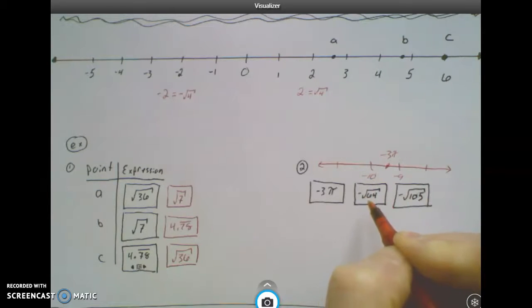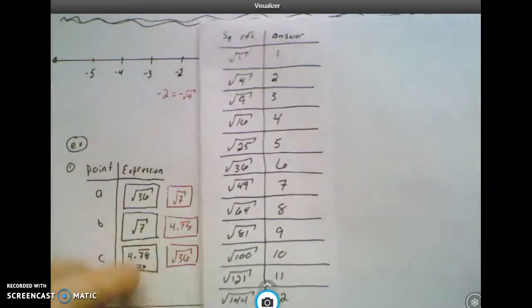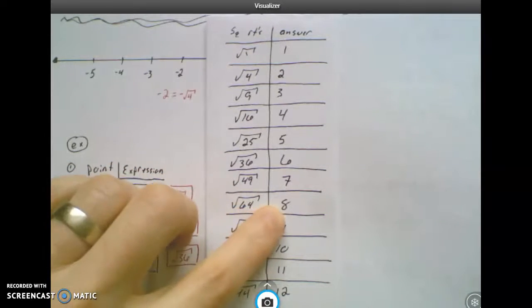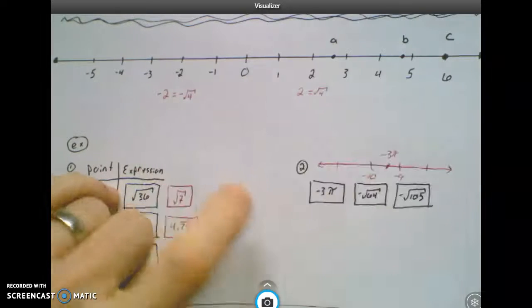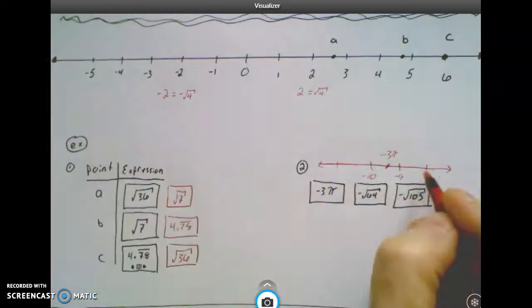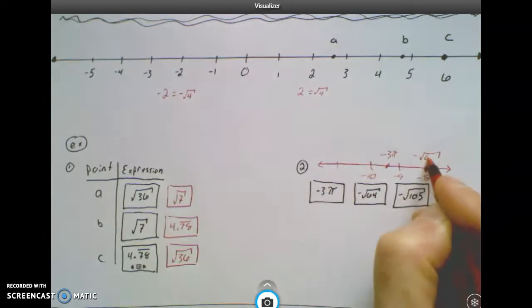Then I have -64. Right now I'm just thinking of the 64 without the negative, right? And the square root of 64 is 8. So this one is just the negative of that. So this is going to be -8 exactly. So I'm just going to go ahead and write that one right here. This is -64.